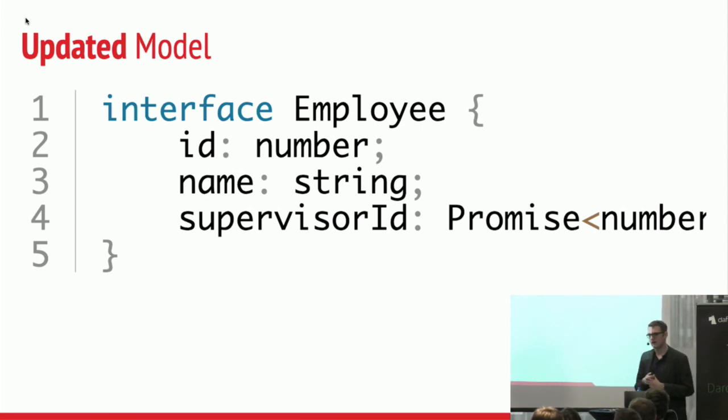So we change again our employee interface. Now supervisor ID is a promise of number, which means that if you want to know the supervisor of a given employee, we have to wait for it.